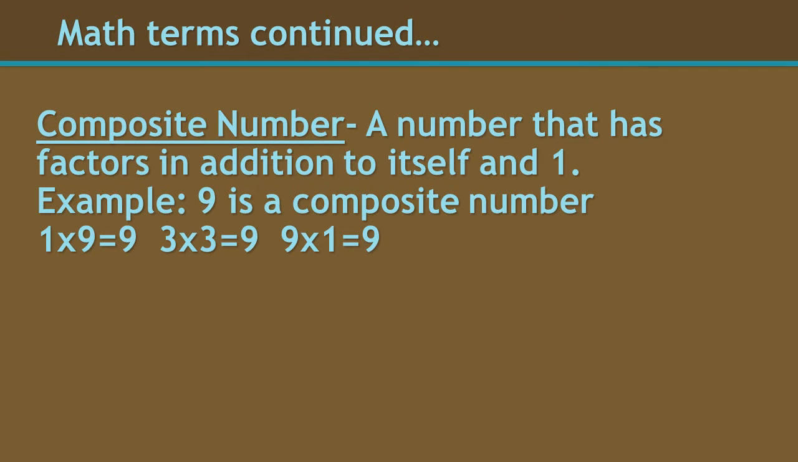Our final math term that we're going to talk about today is composite number. Now, a composite number is a number that has factors in addition to itself and 1. Basically, that means that it has more factors than itself and the number 1, which is the only factor that a prime number has. So an example of a composite number is the number 9. Now 9 is a composite number because not only do we see that 1 times 9 and 9 times 1 give us a product of 9, but we also see that 3 times 3 also gives us a product of 9. So 9 is a composite number.